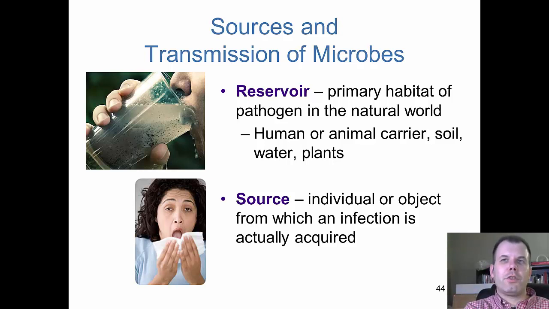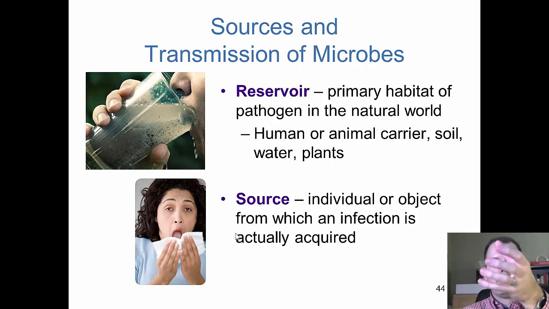And again, I like this picture because this is really dirty water. I don't think anyone would drink that. But again, that would be the reservoir. These microbes are found in the water. Now, a source is anyone that's actually infected. Okay, and so a source would be you got the disease from this person because this person passed it to you. Now, that person may have gotten it from the reservoir, from being in the spot where these things are normally found.